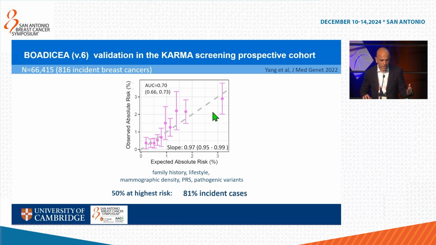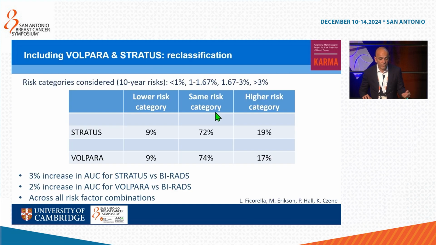These models used mammographic density coded using the BI-RADS classification system. More recently, we've extended these models to also include continuous measures of density, the Volpara volumetric measure, Stratus software that was developed by the Karolinska group. We are seeing an improvement in the discriminative ability of these models using the continuous measure of density compared to using BI-RADS, and around 25% of women are reclassified into either a lower or higher risk category compared to using BI-RADS.